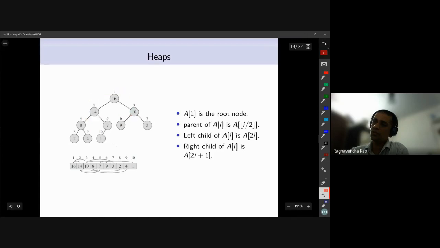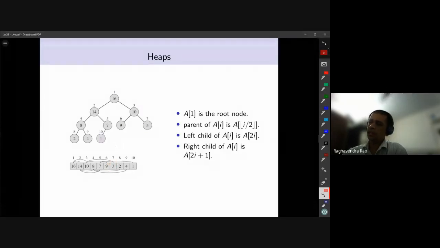Now the left child of 14, which is A2, is 2 into 2. So i is 2 here, which is 4. So A4 is the left child. 2i plus 1, that is A5, which is 7 here, is the right child. So similarly, the left child of element 3 is 2 into 3, which is 6, and the right child is 2 into 3 plus 1, which is 7, and so on.